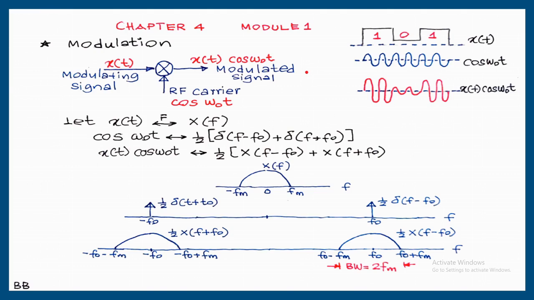Shifting a message signal from low frequency to high frequency is known as modulation. Shifting a modulated signal from high frequency to low frequency is known as demodulation. The low frequency information signal is known as the modulating signal, here x of t. A radio frequency carrier is going to carry that information signal. Here it is cos omega 0 t.